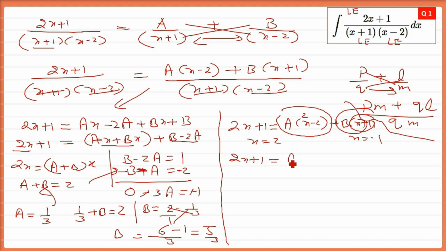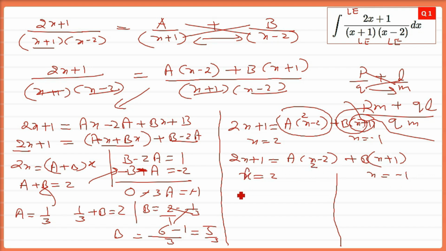So 2x plus 1 equals a into x minus 2 plus b into x plus 1. One time we'll put x equals 2, the other time we'll put x equals negative 1. So x equals 2 here, x equals negative 1 here. This is the second, nicer and easier way I'm explaining to you.